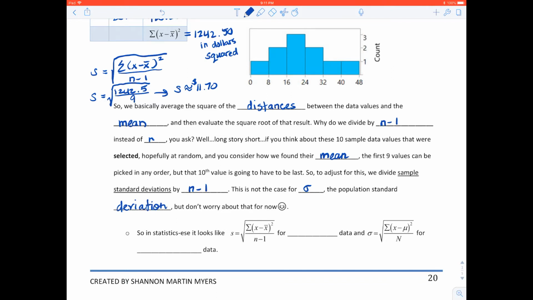So in statistics-ese, I have the formulas. It's the same as what I wrote up there for the sample data. And for sigma, the changes here are instead of x bar, we have mu. And instead of lowercase n minus 1, we have capital N, which denotes the population size. Cool, cool? All right.